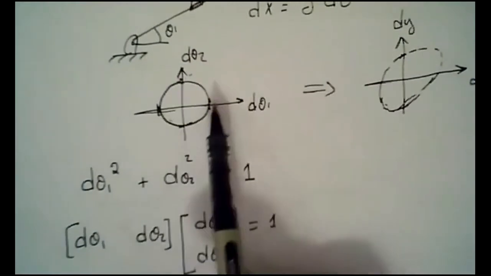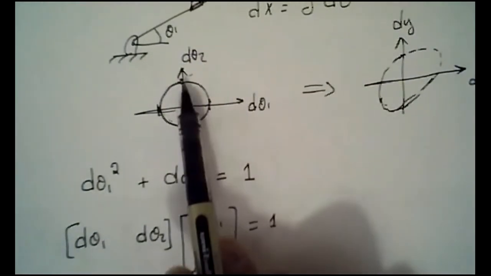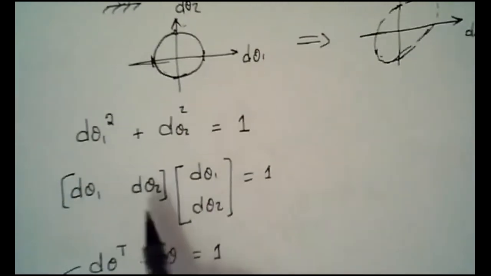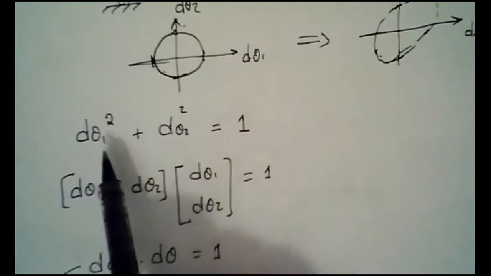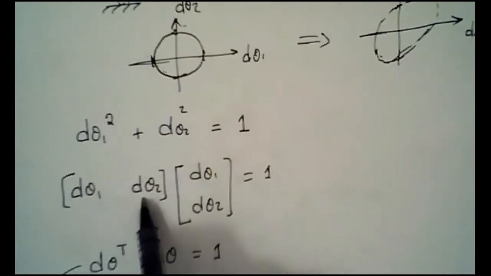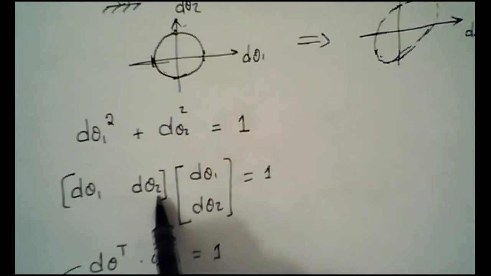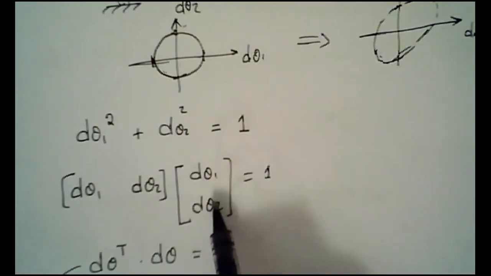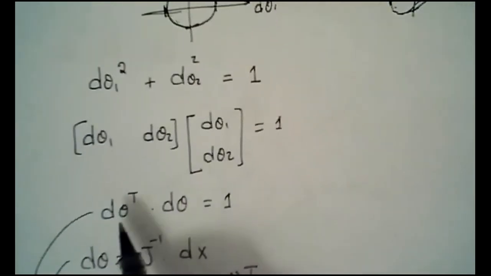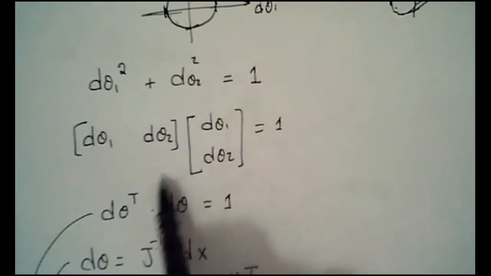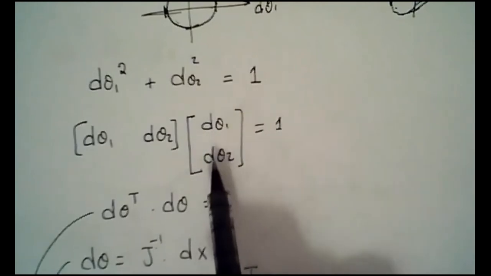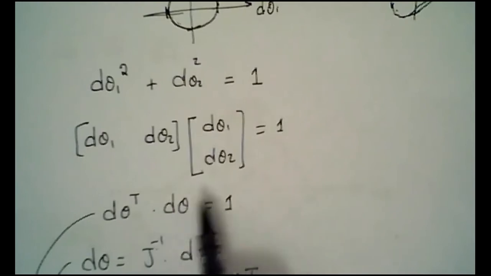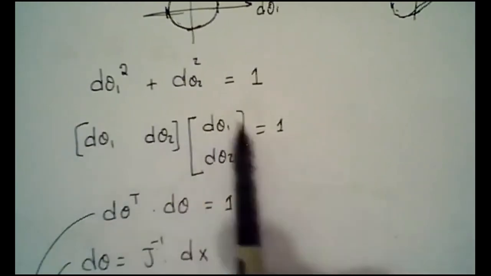We know the equation of a circle is d theta 1 squared plus d theta 2 squared is equal to 1, where 1 is the radius of that circle. I can put that in matrix format by doing the transpose. So this will be d theta 1, d theta 2 as a horizontal vector multiplied by d theta 1 and d theta 2. This is actually equivalent to the transpose of d theta, where d theta is d theta 1 and d theta 2 as a column vector. So d theta transpose multiplied by d theta is equal to 1. So this gives me this equation.